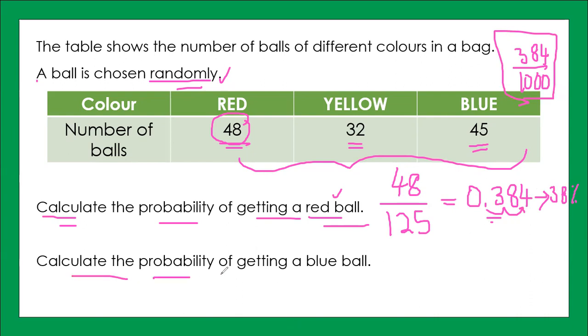What about calculating the probability of getting a blue ball? Now you do it and tell me. So this should be, again, 45. Blue ball is 45 over the same total. It didn't change, guys. But next year in Form 3, it will change.